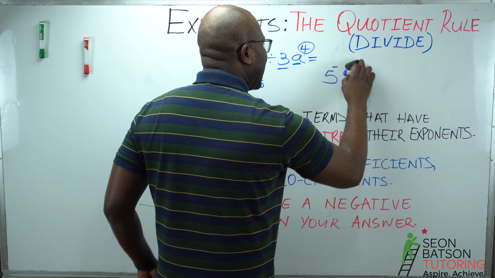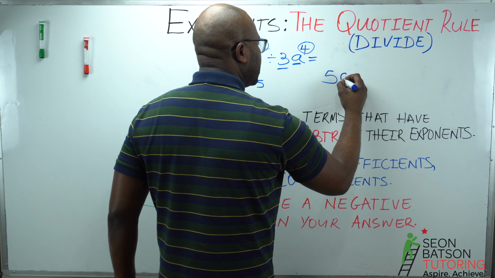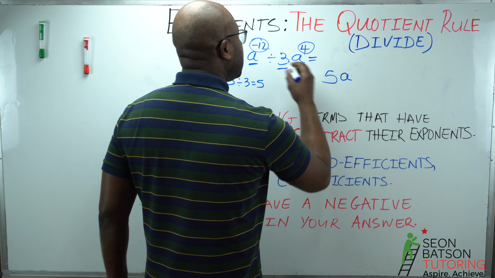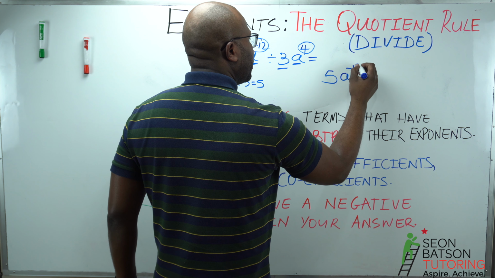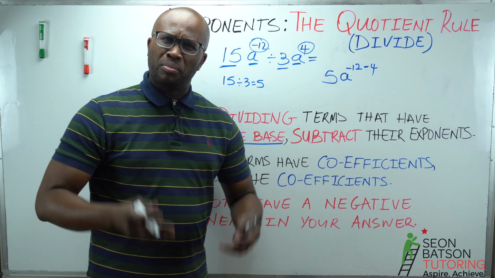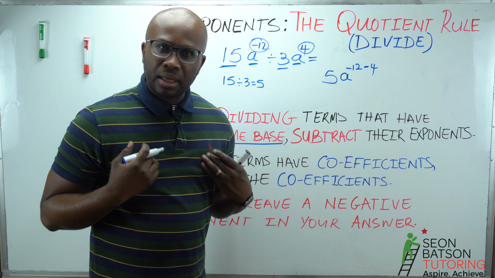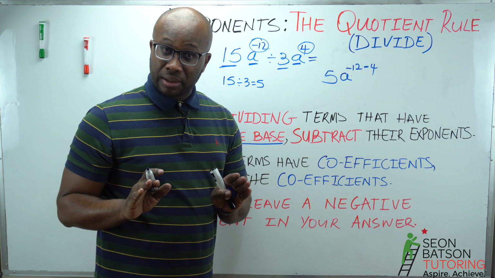Sorry, again, I keep forgetting the base. Why is that? All right, so we'll put now -12 minus 4. We can't forget the base. We must put the base back. After dividing, don't forget, like me, to put the base back. You must put back the base.